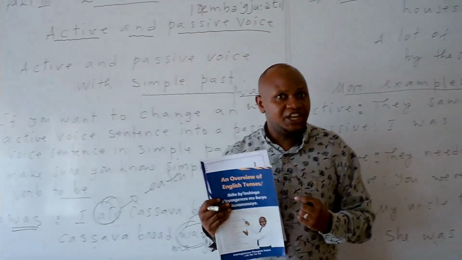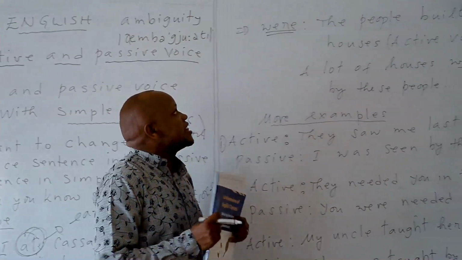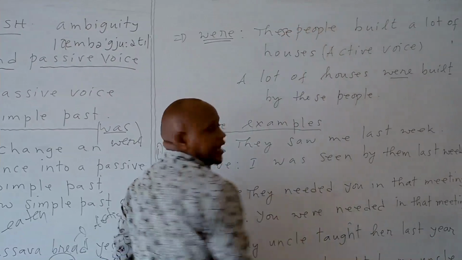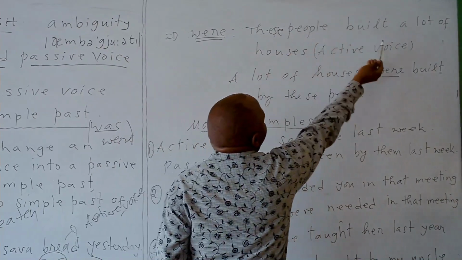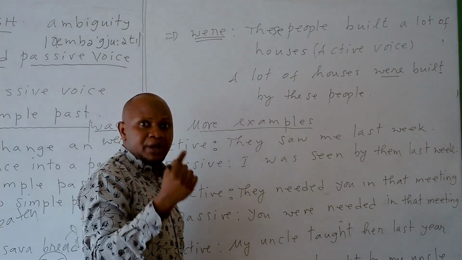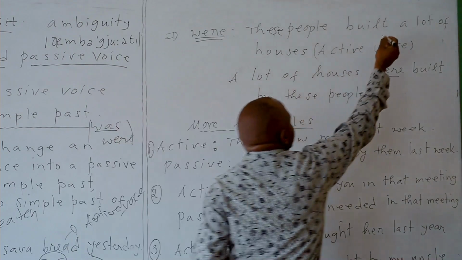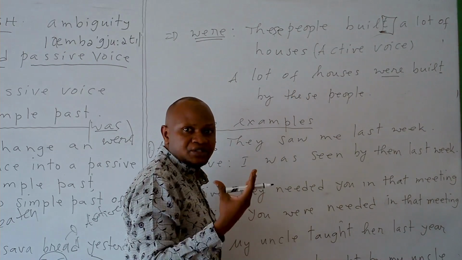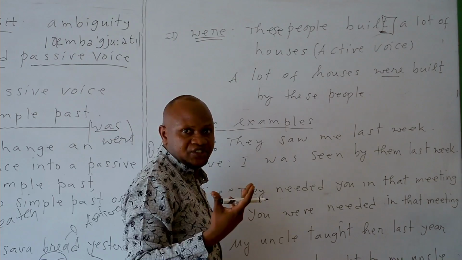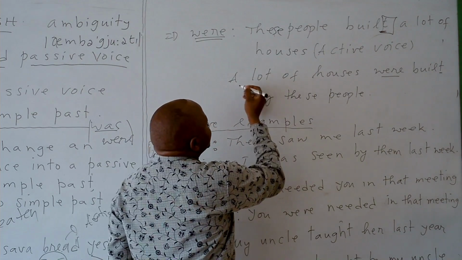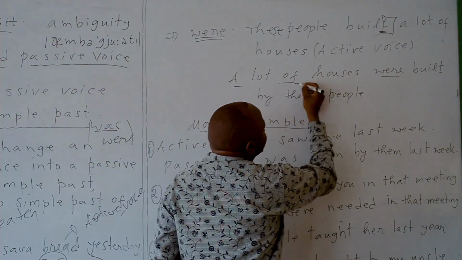Then we are going to continue here. I can say, these people built a lot of houses. These people built. This is verb to build, okay, in simple past. These people built a lot of houses. Aba bantu bubatse amazu menshi. Then here you are going to say a lot of houses, okay?